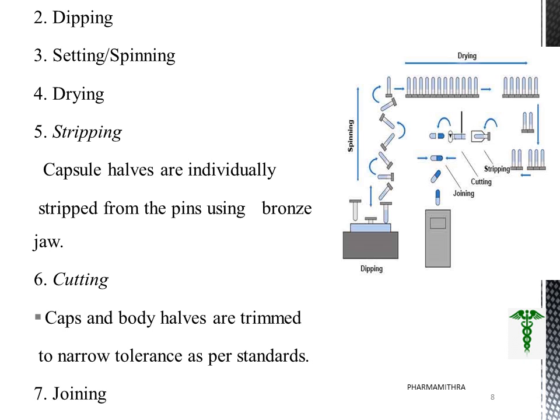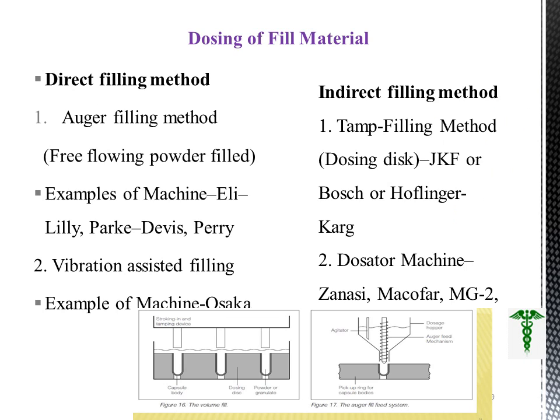Then we are dipping, then spinning and drying, and the next process is stripping. That is, the capsule halves are individually stripped from the pins using brown scissors. Then it is cut. That is, the cap and body halves are trimmed to narrow the tolerance as per the standard. Finally, the portions get joined by joining.